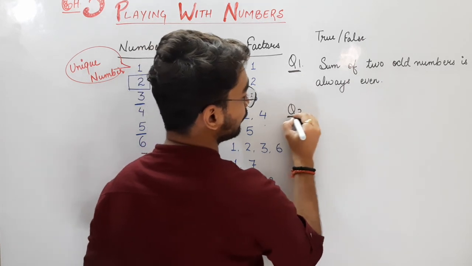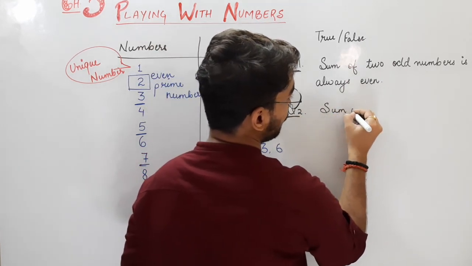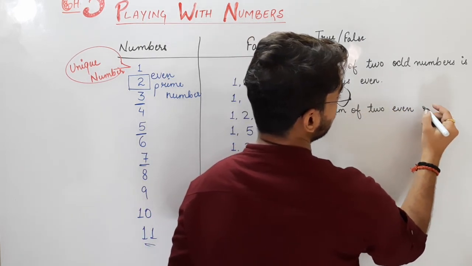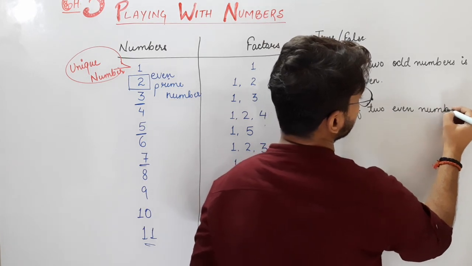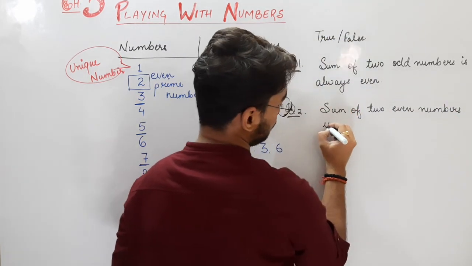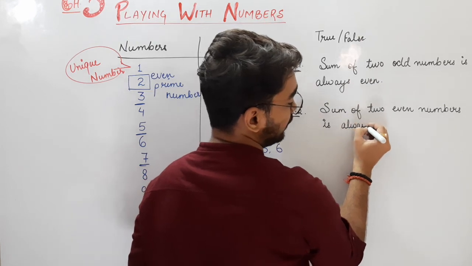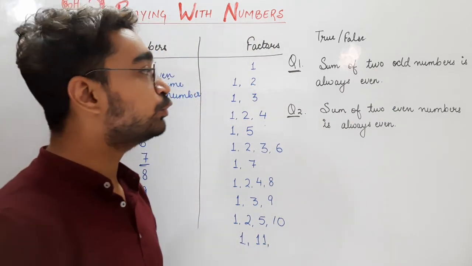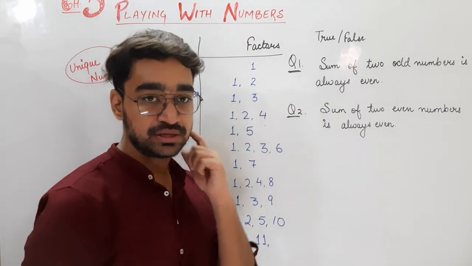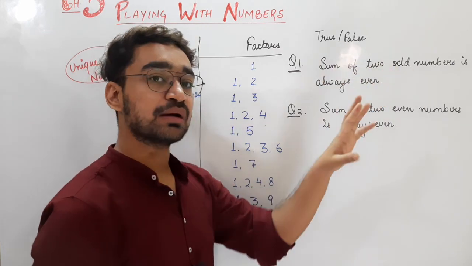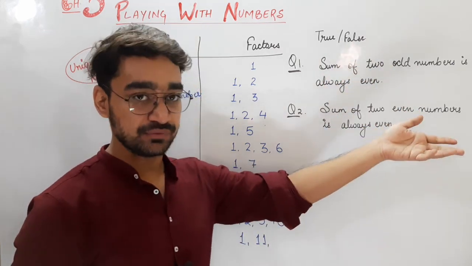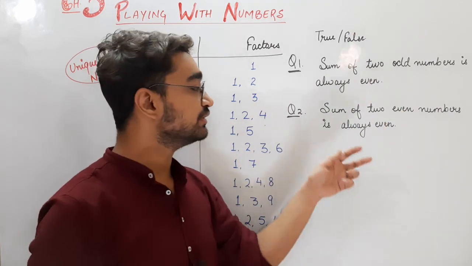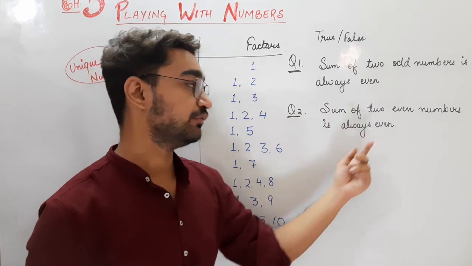And the second is: the sum of two even numbers is always even. Means if you are adding any two odd numbers, whether the sum of those two numbers will be even or not. In the second case also, if you are adding two even numbers, whether the result you get will be even or not.